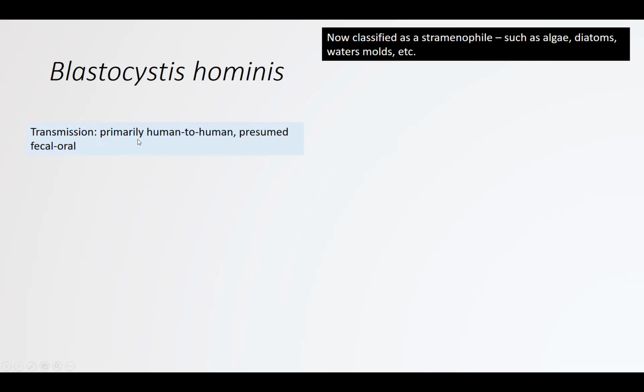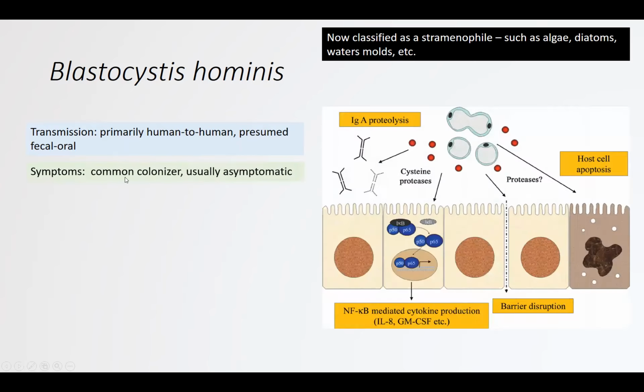Not much is really known here. We know it's primarily human to human. We just presume that it's going to be fecal oral. Common colonizer, almost all the time going to be asymptomatic. Now, that is also true for Histolytica and Giardia. It has been associated with GI symptoms, though.